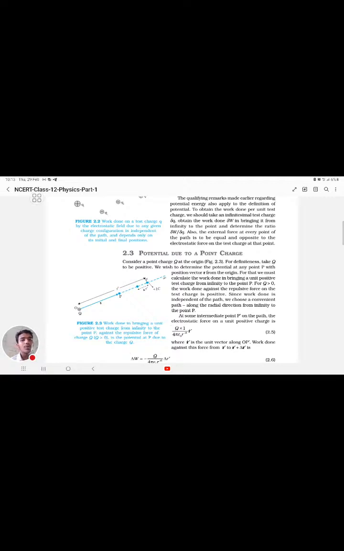Basically, I am creating an electric field, taking a test charge and considering a path. The work done is going to be independent of the path. We are trying to calculate the work done, and potentials depend upon the work done, which means we are free to choose any path, and I am choosing the simplest path, the radial direction. So we are choosing a convenient path along the radial direction from infinity to point P.